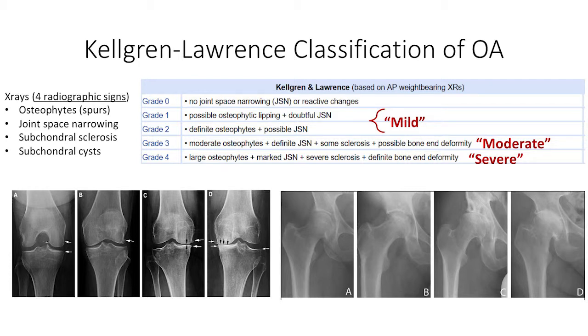And it's graded by this Kellgren-Lawrence classification. So if you have some mild narrowing and some small osteophytes, it's typically classified as mild. If you have some definite narrowing, larger osteophytes, some hardening, that's moderate. And then if you have large osteophytes, bone-on-bone, deformity, that's considered severe.